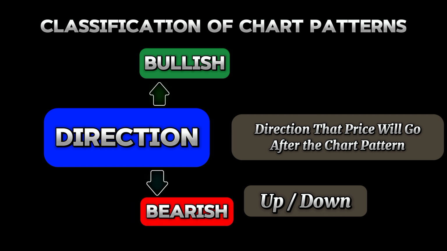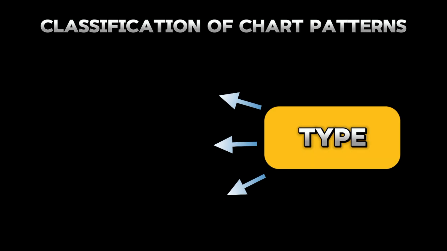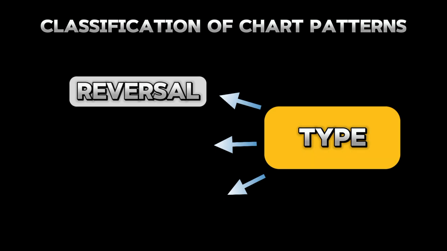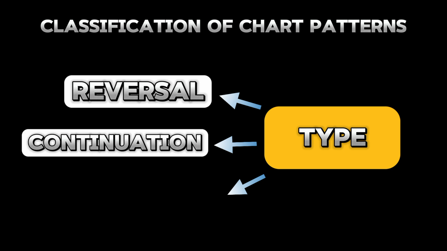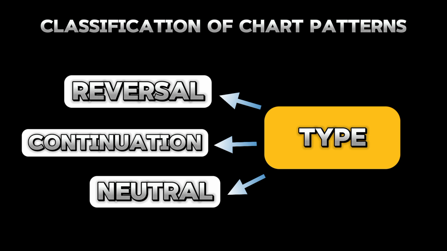Beyond the direction classification, we also have another classification that adds on to it. This we call the type classification. We have three types of chart patterns: the reversal pattern, the continuation pattern, and the neutral pattern. The type classification tells us what is going to happen with the price on the chart after the chart pattern appears, in relation to what was happening with the price before the chart pattern was formed.